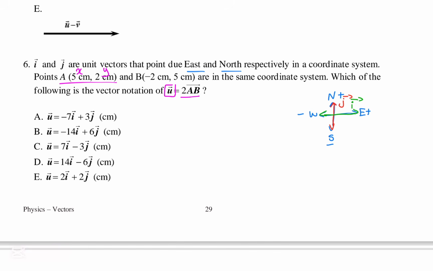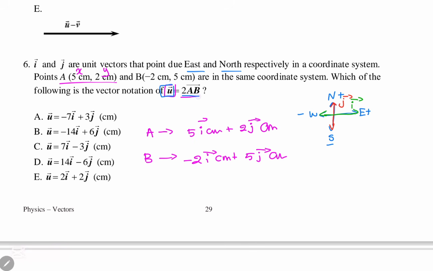Now, before we start with anything, let's just label them. So here, for A, I'm gonna have 5i centimeters plus 2j centimeters, all right? And for B, it's gonna be minus 2i centimeters plus 5j centimeters, okay? Now, here's something important. They want the vector 2AB. Let's ignore 2 for now, we can deal with it later.